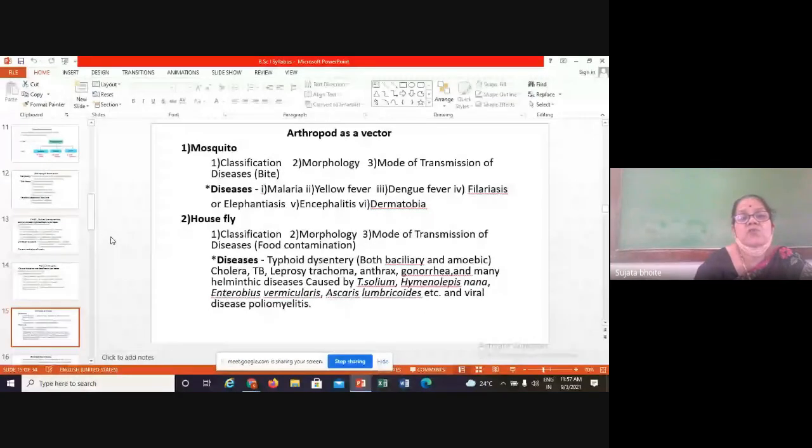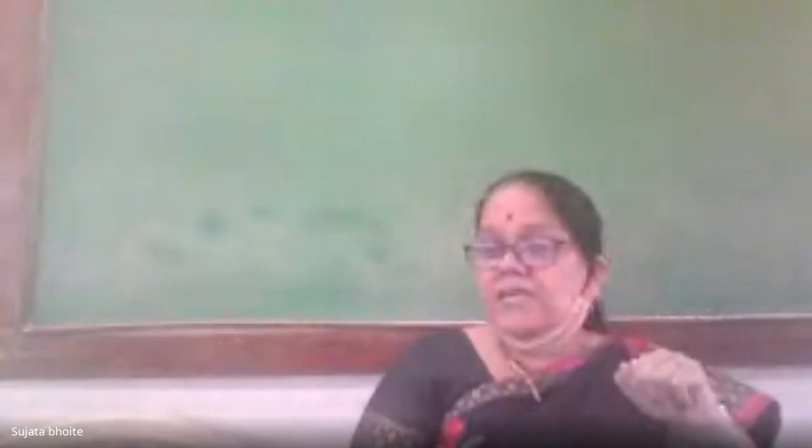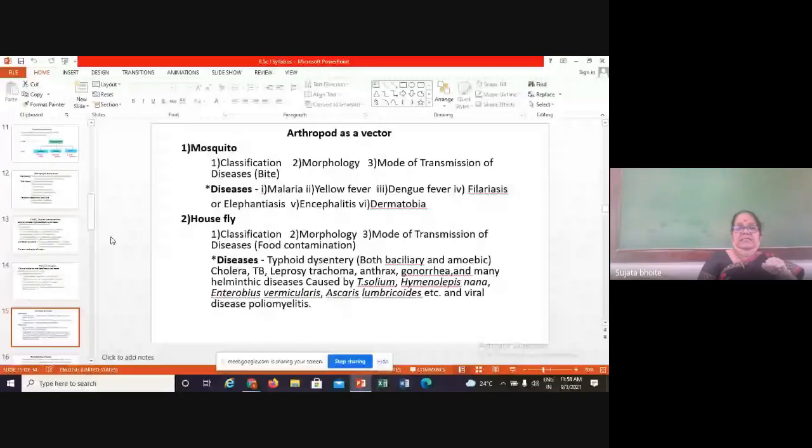And the second point is the housefly. In the housefly, first point is the classification, second point is the morphology, and the third point is the mode of transmission of the diseases. Generally, through food contamination, diseases are spread: typhoid, dysentery, both bacillary and amoebic, cholera, TB, leprosy, trichomonas, gonorrhea, and many helminthic diseases caused by Taenia solium, Ascaris lumbricoides, etc. And the viral disease poliomyelitis.